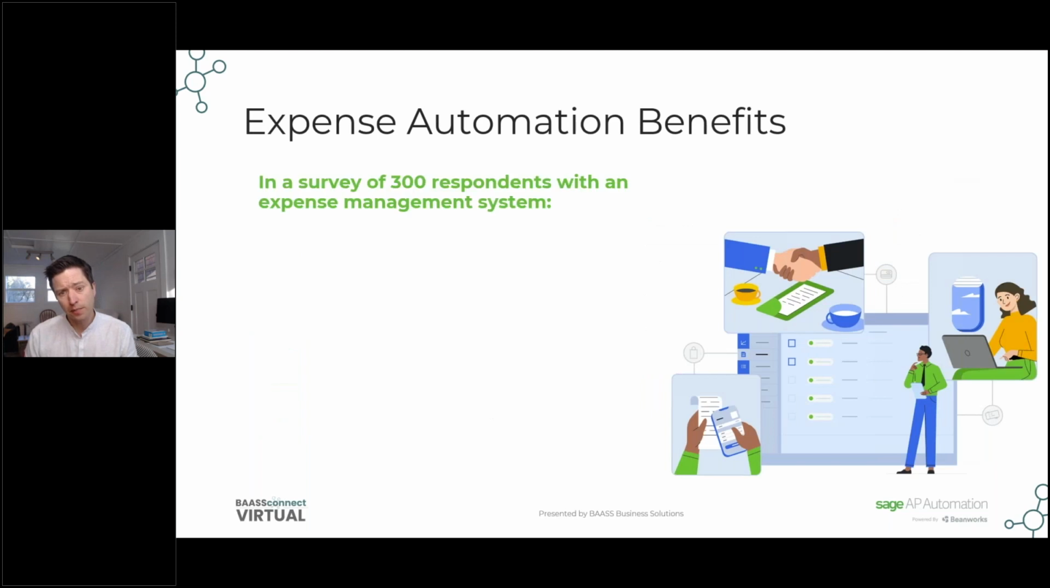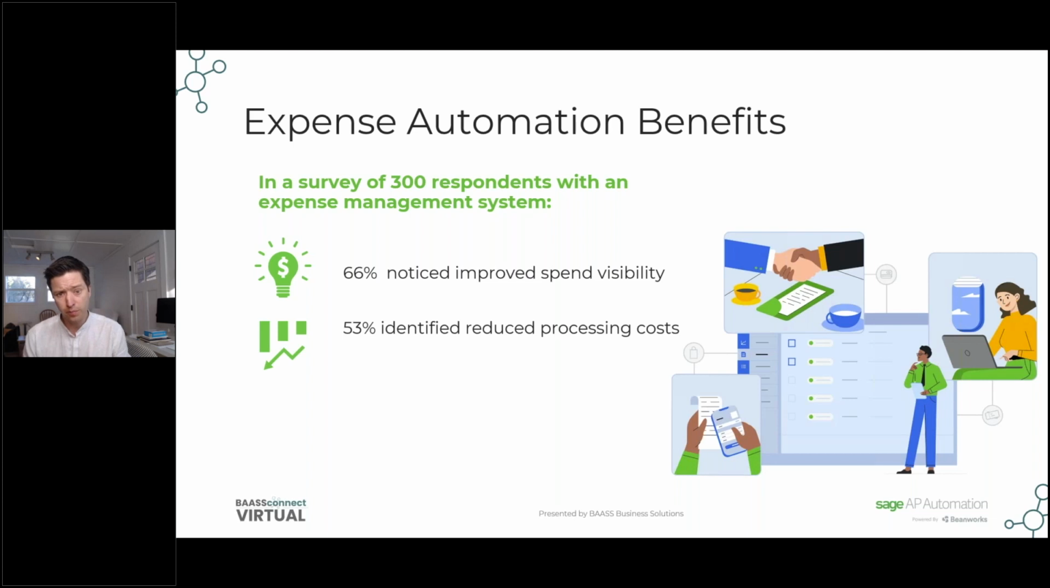Now, a study conducted by Paystream Advisors with AP teams that had already automated their expense system said that 66% of AP professionals noticed improved spend visibility, 53% identified reduced processing costs in general, and 59% cited an improved ability to enforce their policies, which is very important for most organizations. Even though the study was from a few years back, I think we all agree that manually processing expenses is not fun for anyone involved.